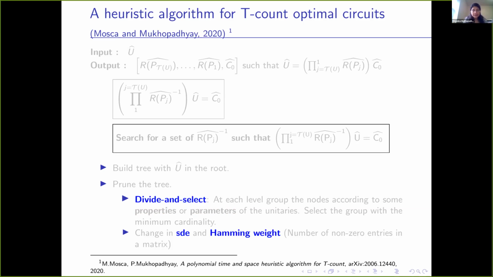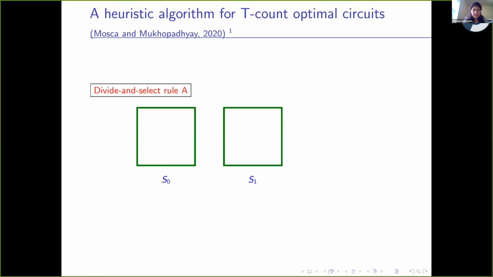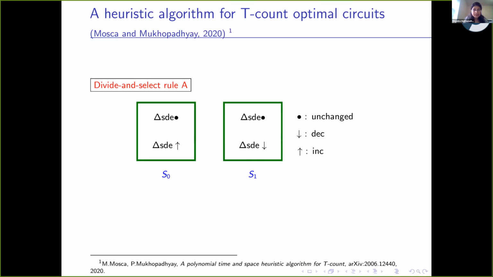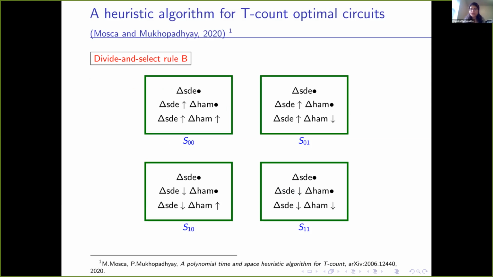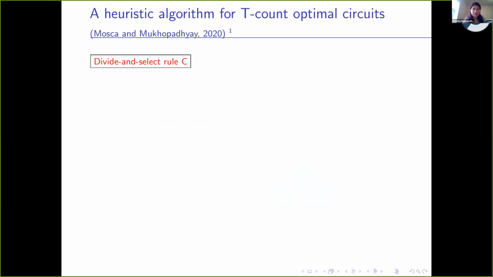So we have designed 3 divide and select rules. In the first case, we divide the unitaries into 2 sets: one where the SDE increased by 1, and the second where the SDE decreased by 1. If it remains unchanged, we say it is undetermined, and we place those unitaries in both sets. Then we select the set with the minimum cardinality such that SDE is at most M dash. I'll tell you later why this at most M dash criterion comes. In the second rule, we first divide the unitaries according to the change in Hamming weight. If the Hamming weight remains unchanged, we divide according to the change in SDE. If the SDE remains unchanged, we place those unitaries in all sets. The selection criterion remains the same.